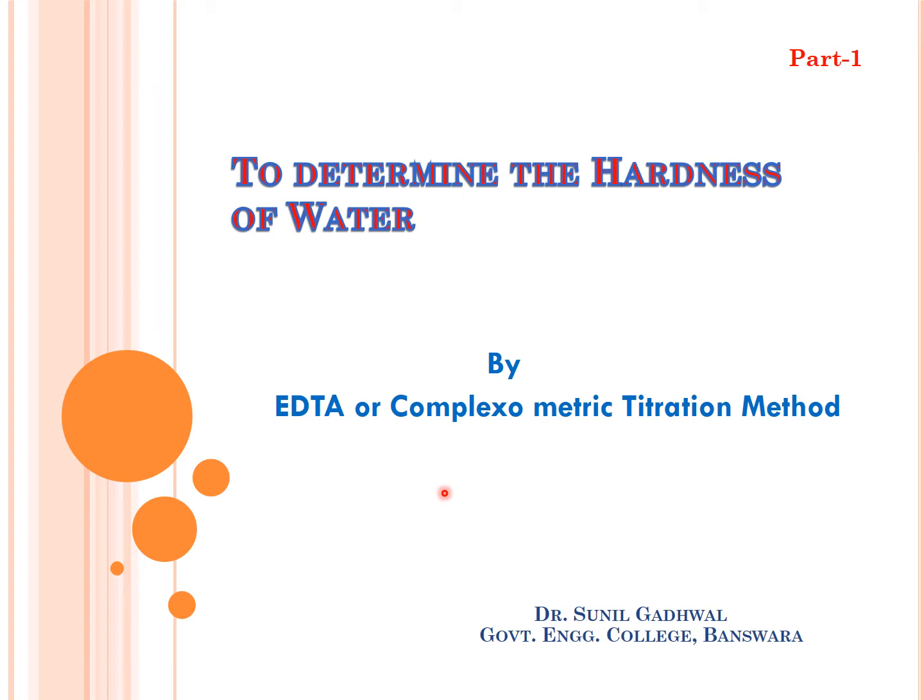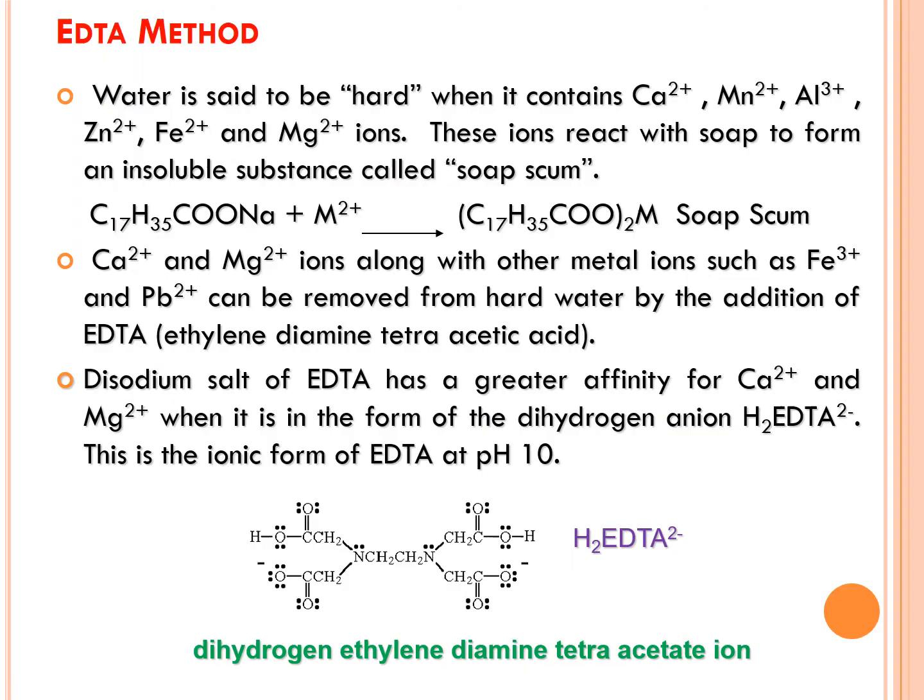So in the exam they can ask the question in the form of: describe the EDTA method, or how we will determine the hardness of a given water sample by the complexometric titration method. Both are the same, because this name is given according to the mechanism, and this is the actual intermediate required to perform the practical. Hoping all of you would enjoy this class and understand these topics very well.